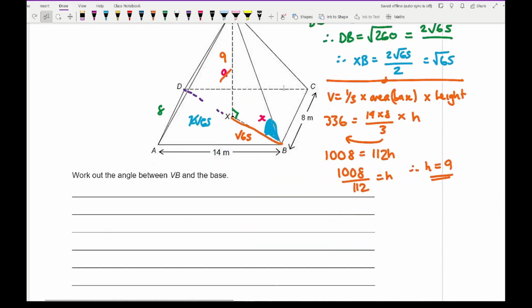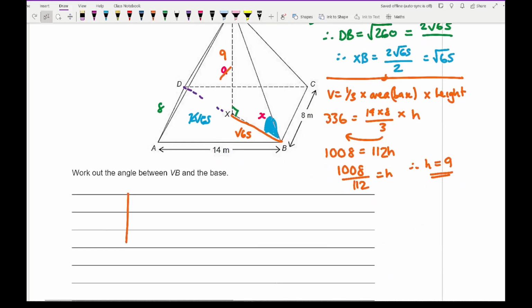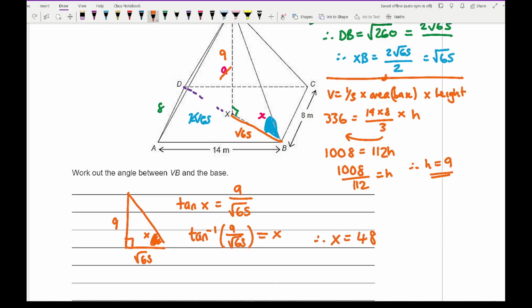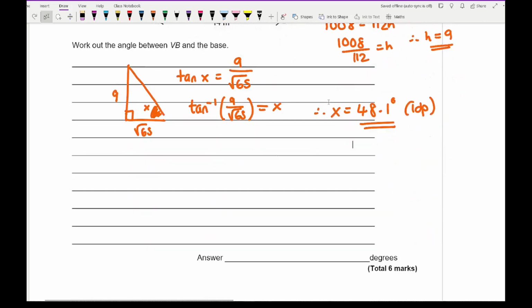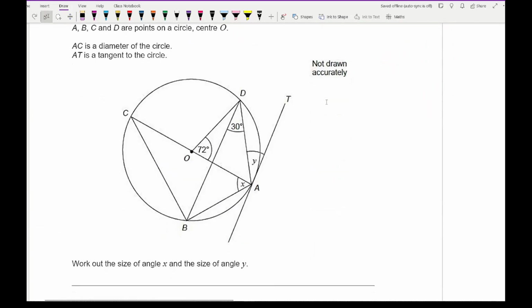From there, I can use trigonometry. If I draw that triangle out again, it's a right angle triangle, so it's going to be using SOHCAHTOA. This is 9, that's root 65, and this is the angle that I want. So I'm going to have to use tan. Tan x equals 9 over root 65, opposite over adjacent. So inverse tan of 9 over root 65 equals x. Therefore x equals 48.1 degrees to 1 decimal place. That question's worth 6 marks, hence the amount of working out that we needed.